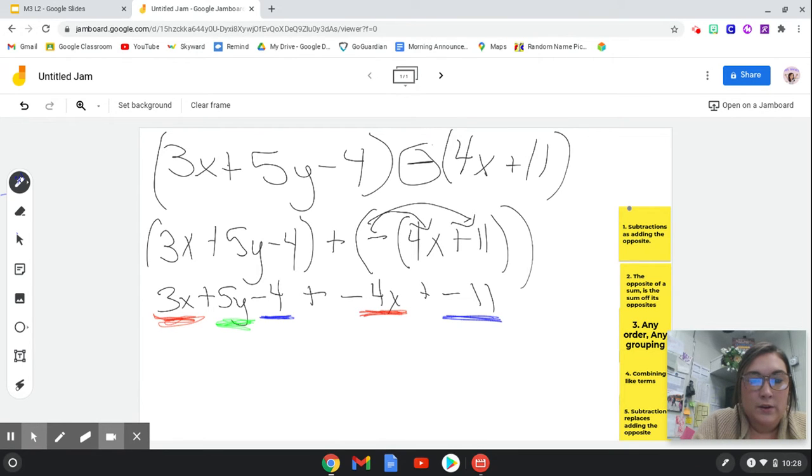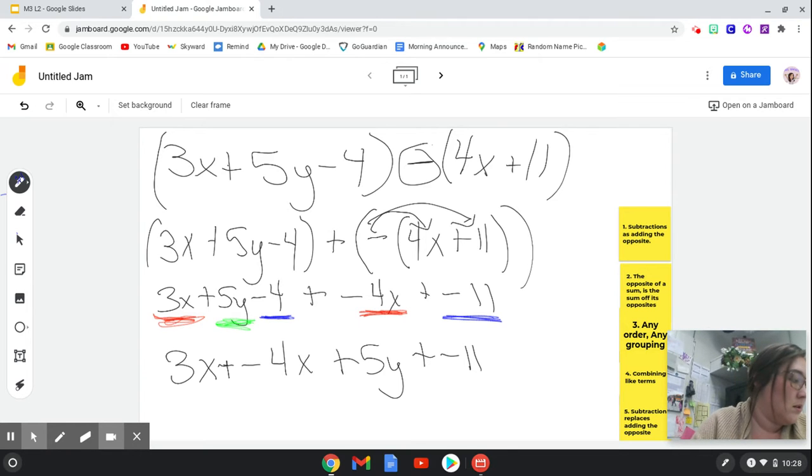So now I have 3x plus negative 4x plus 5y plus negative 11, and I have my plus negative 4. Okay, let's see, I can change that to a plus negative there. All right, and now I'm going to combine like terms.